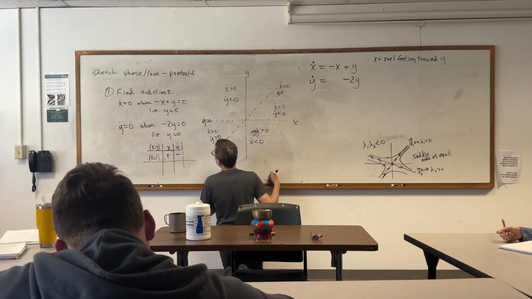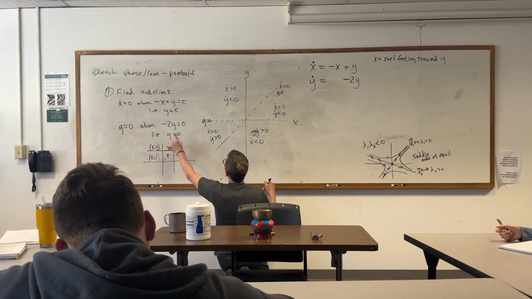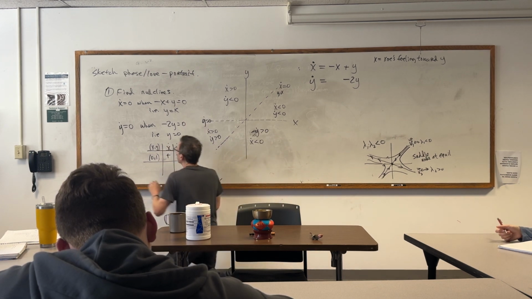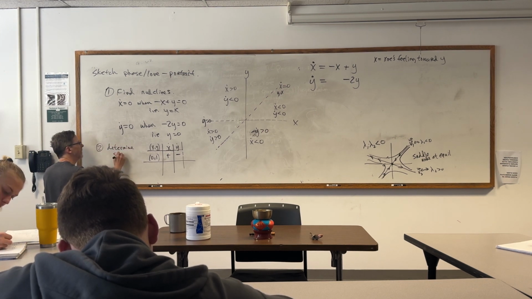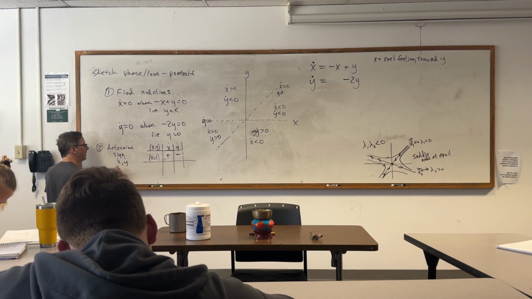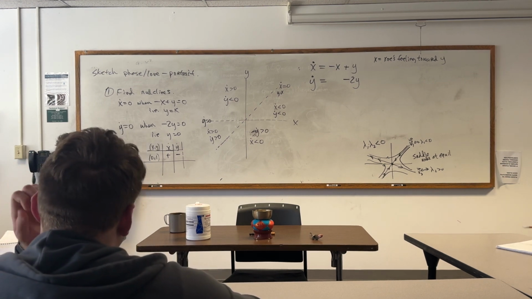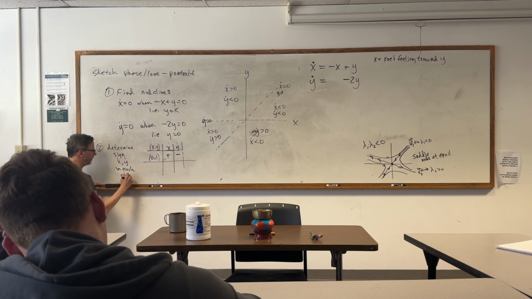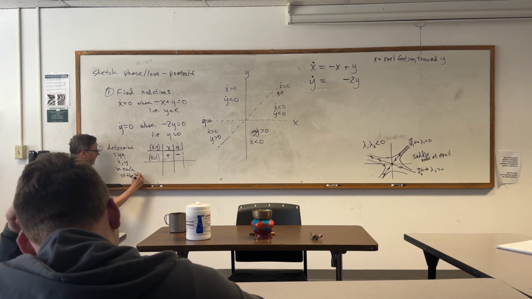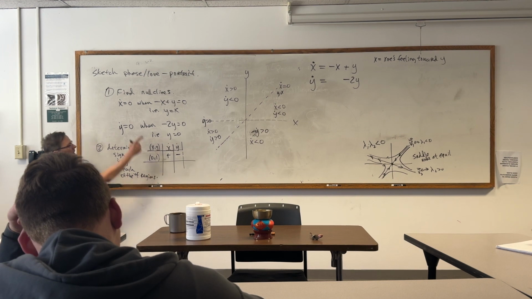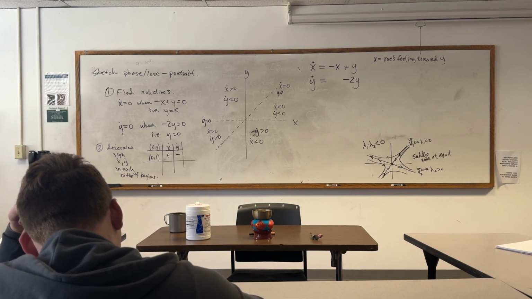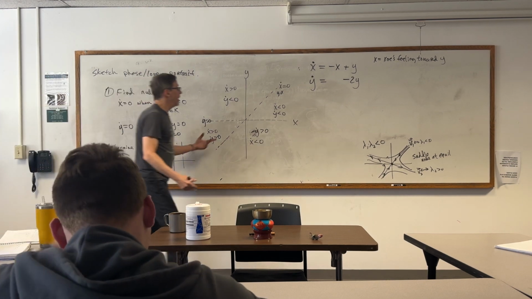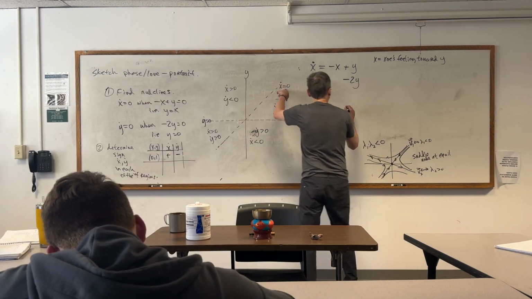Groovy. So next, step 2. Step 2 is determine the sign of x dot and y dot in each. You will have 4 regions. Couldn't hurt to note those on the graph in some way that won't get in your way of actually sketching things.